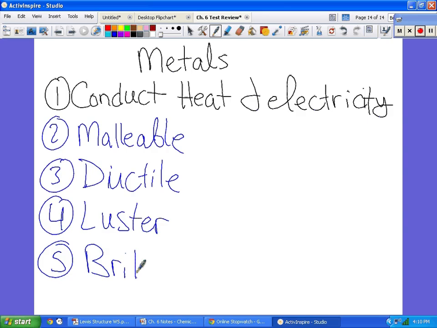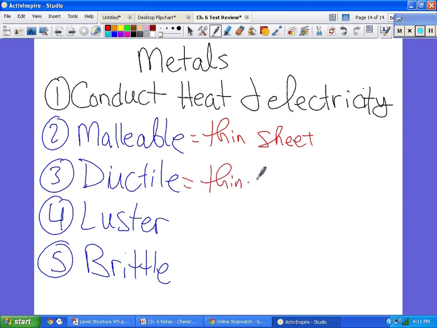Okay. So the biggest one there is they conduct heat and electricity very well. What does malleable mean? It's able to be beaten into a thin sheet. Ductile, thin wire. Okay, luster is shiny.